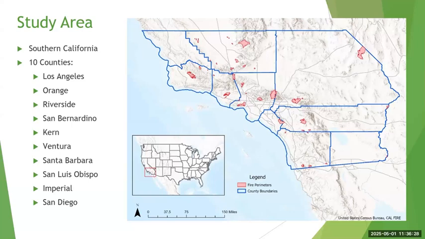Just a little bit of facts about Southern California. These counties cover a little over 55,000 square miles, or a little over 1/3 of California's total size. And as of 2020, these 10 counties had a population a little under 24 million people, accounting for 60% of California's total population.